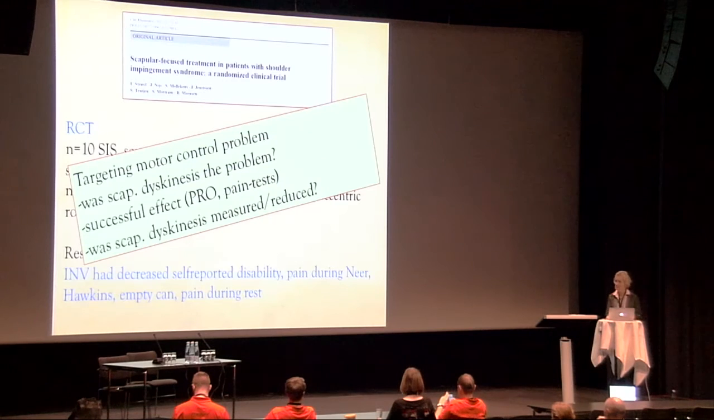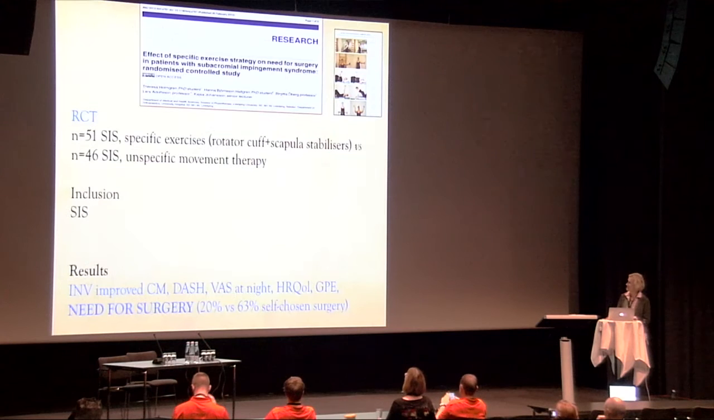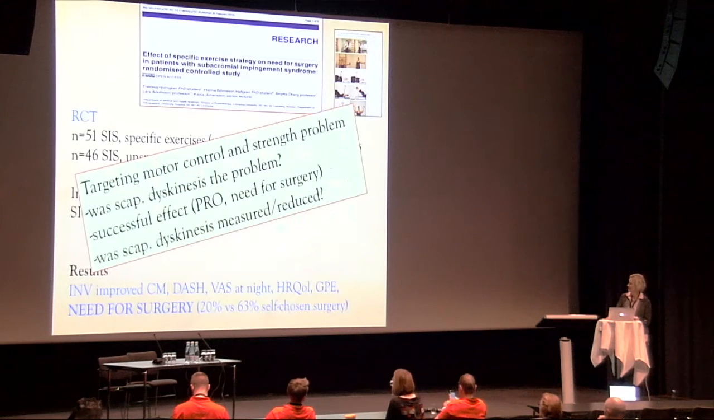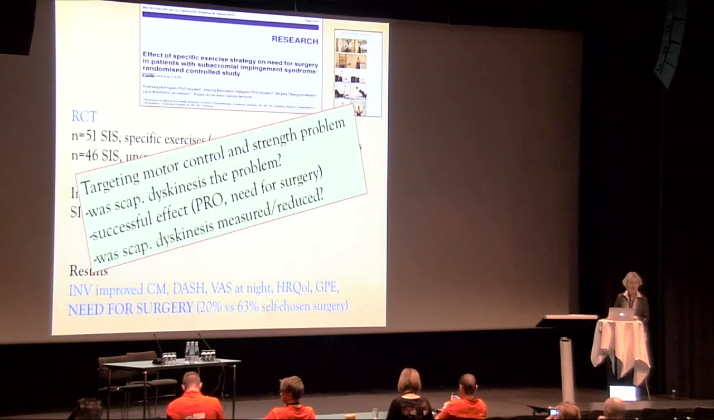And the last study by Holmgren, again, a mixed population, where one group got specific exercises targeting motor rotator cuff and scapular stabilizers versus a more unspecific movement therapy program. And here, there was a successful effect on patient-reported outcome, and especially a reduced need for surgery. But again, we don't know whether scapular dyskinesis was measured or reduced.